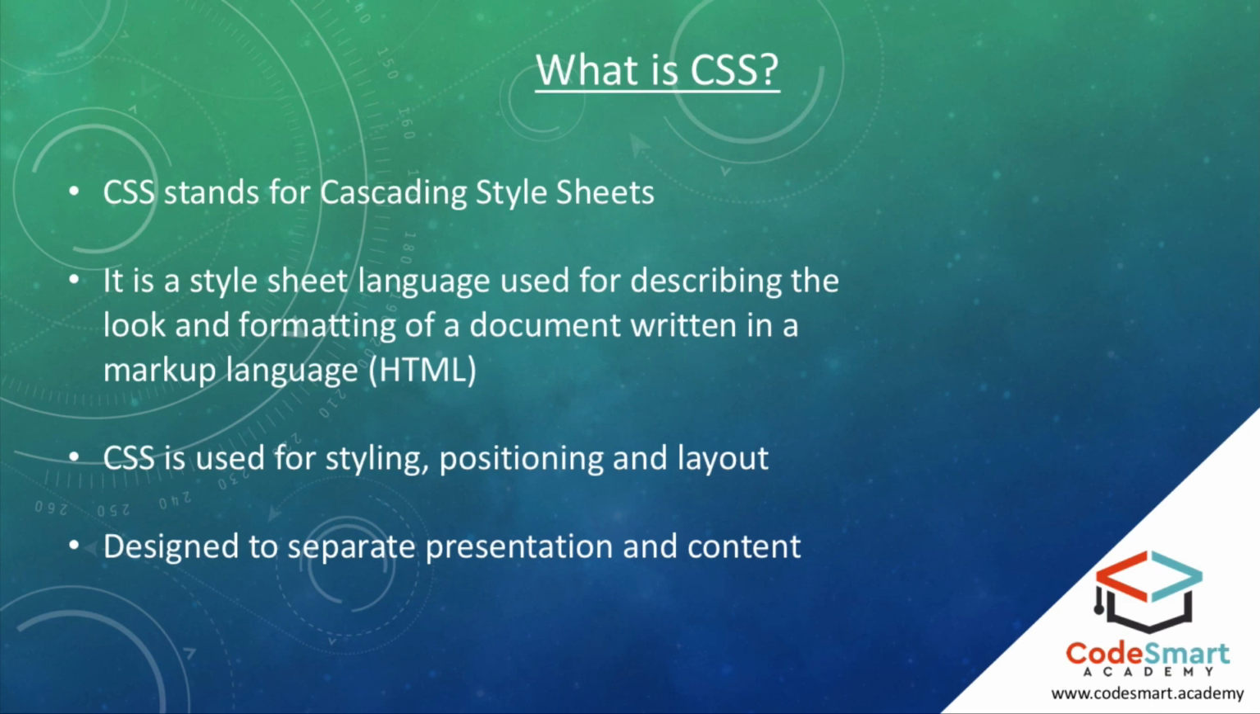CSS stands for Cascading Style Sheets, and it is a style sheet language used for describing the look and formatting of a document, written in a markup language such as HTML. This is a formal description, but you can think of CSS as a way of styling, positioning, and laying out elements in our websites. We can use it to add colors, borders, alignment, text size, background colors, and so much more. Using CSS keeps our styling separate from the HTML content.